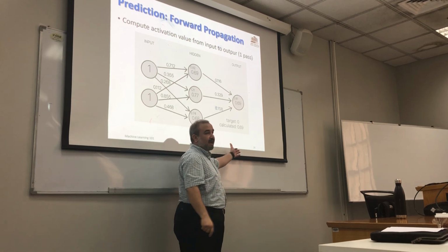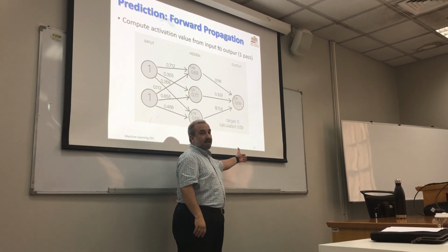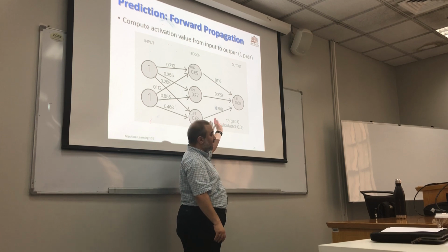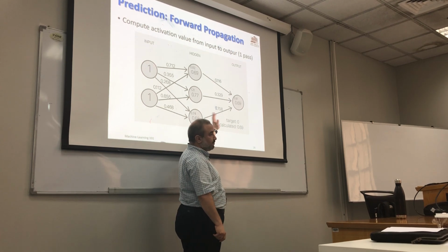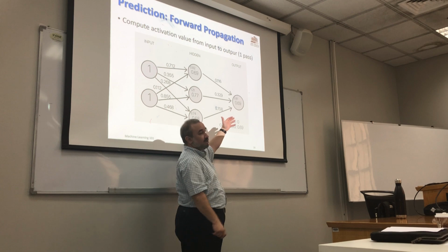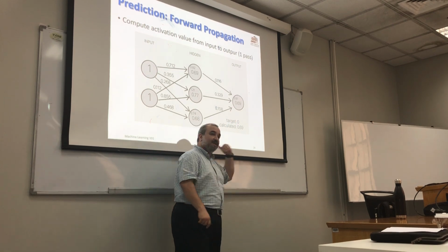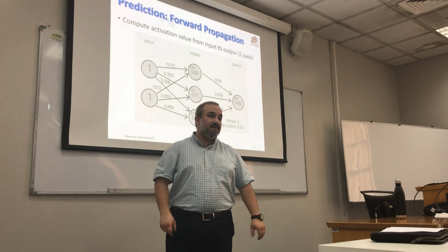Now, how can we interpret this output? It depends on the task. If we are talking about classification, probably if it is positive or more than 0.5, we consider that the positive class. If it's less, then we can consider that the negative class. Okay?